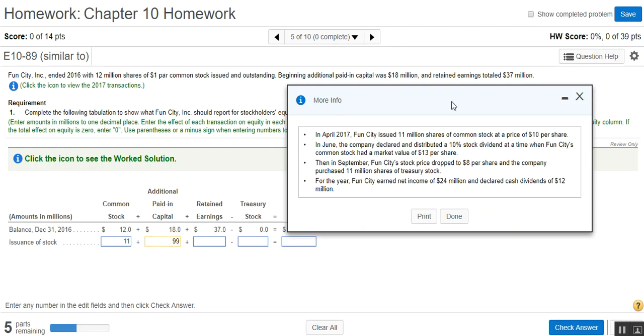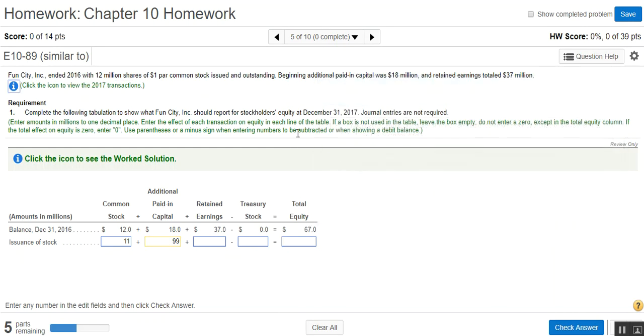And because Pearson is super goofy, you'll notice it says up here, leave the box empty, do not enter a zero, except in the total equity column. So we leave this blank, don't put a zero. Leave this blank, don't put a zero, and you put here how much total equity has gone up, which is going to be the 11 plus the 99. You will notice that 99 plus 10 is 109, and one more is 110.